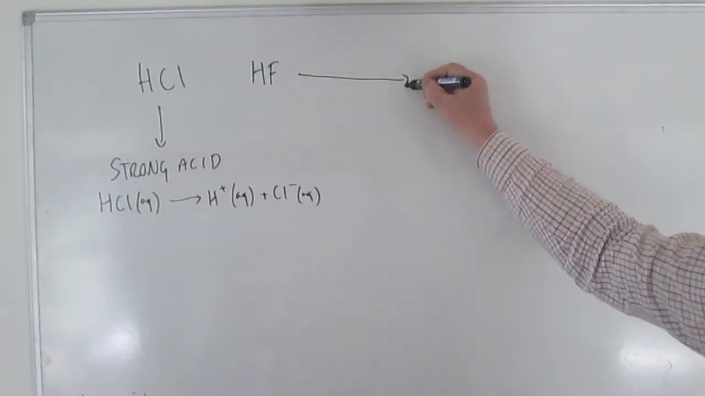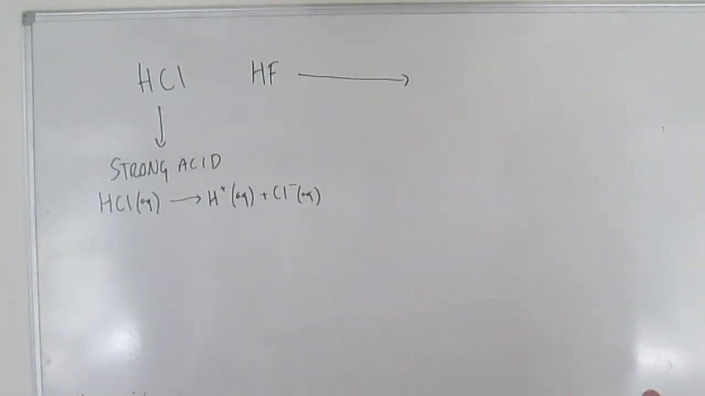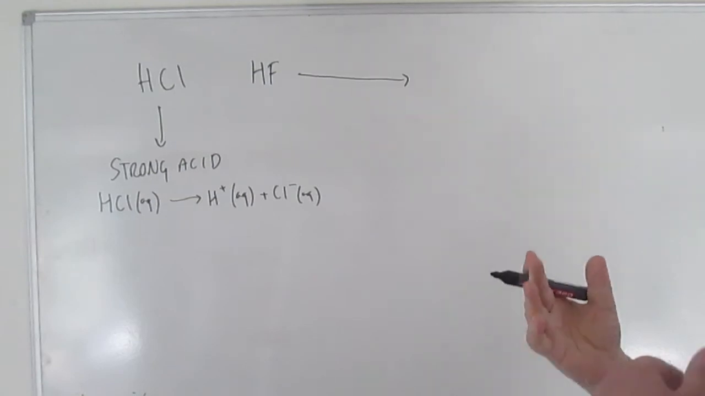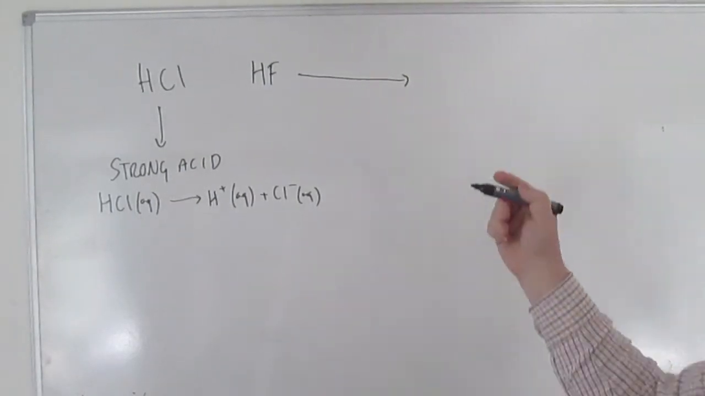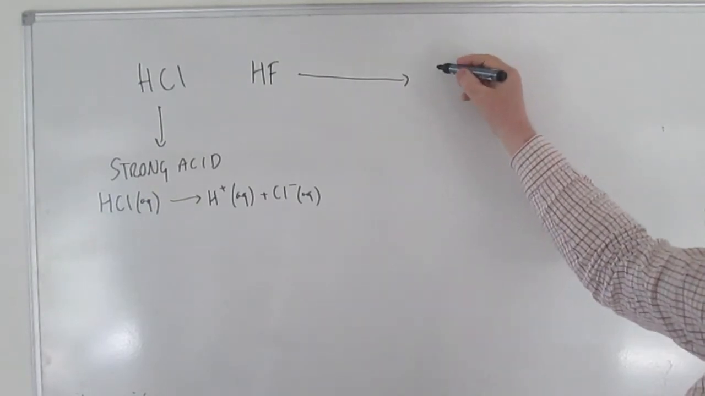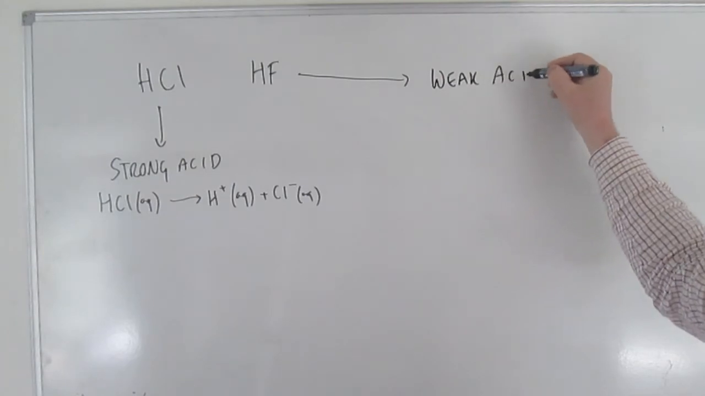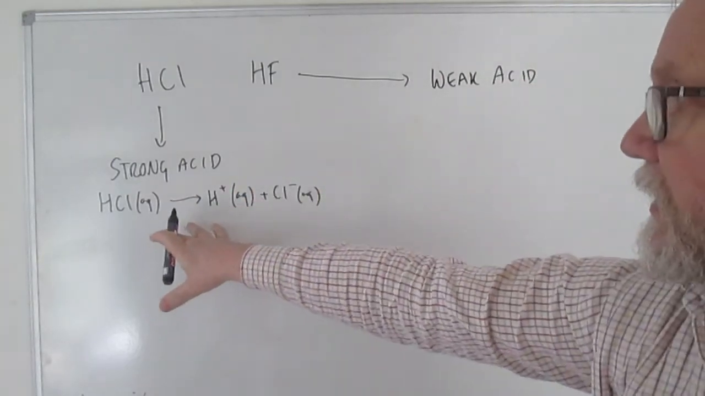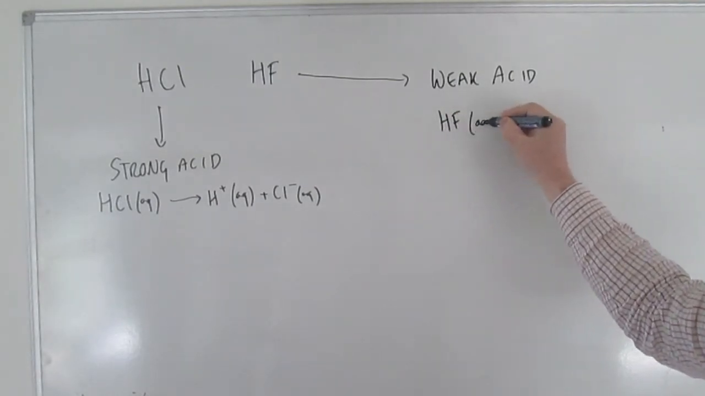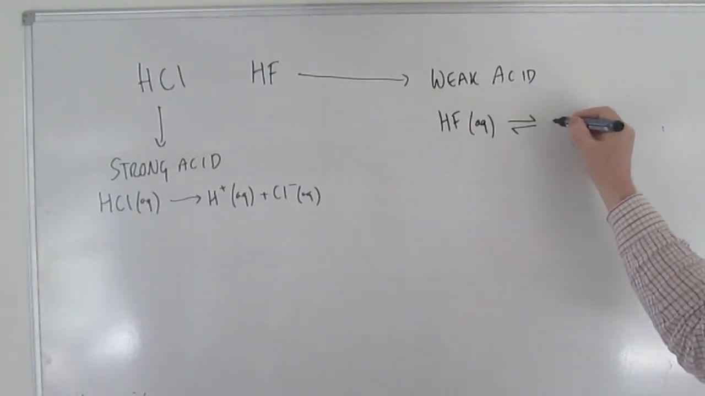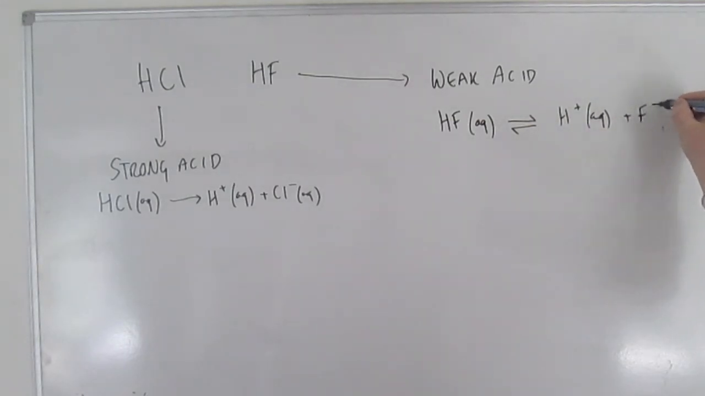Whereas HF, it turns out, because the H-F bond is a stronger covalent bond, and ionization involves breaking that bond, it turns out to be just harder for it to do. And so although it's still acidic, this is a weak acid. And what that means is that the ionization is a reversible process. So we get this reversibly breaking up to give you H+ and F-.